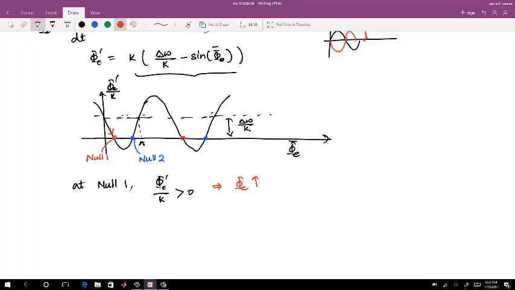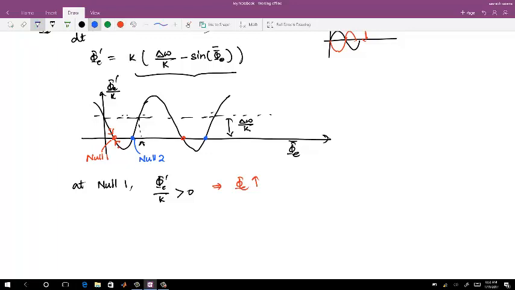Whereas when you are in the negative direction, somewhere here, your phase error d phi e by dt is negative. Your phase error will decrease with time, and you will approach this direction. So from both sides, this is a stable null. That means if you make any disturbance on either side, you should again approach the same point.